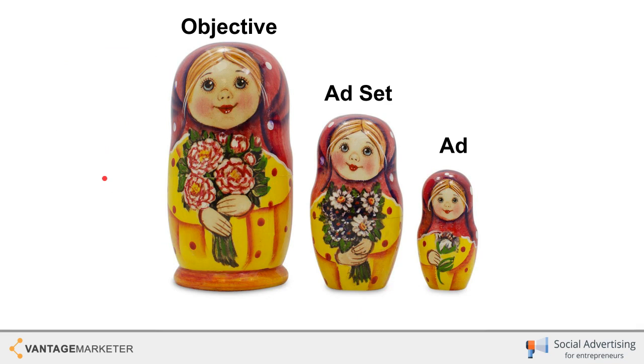You have the ad at the bottom, which nests inside the ad set, and then the ad set nests inside the objective. What gets interesting is when you have multiple ads in your ad set, and then multiple ad sets inside an objective. And why would we want to do that? Well, that's called split testing. All right, so we'll talk about split testing for a minute.